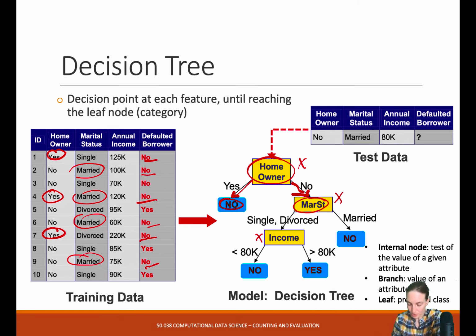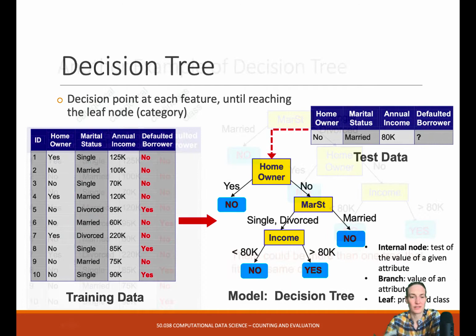So then we have a new instance of our test set, and we can simply test to see if they will be a defaulted borrower or not. Their homeowner, no. Okay, easy. We go here. They're married. So no, the prediction is no. Okay. Simple enough, this decision tree.